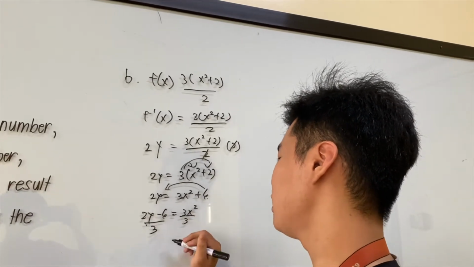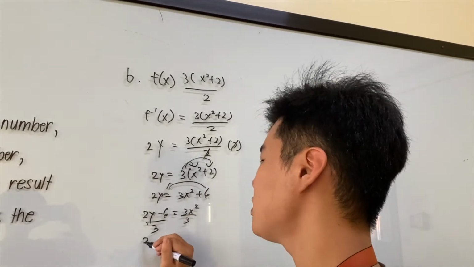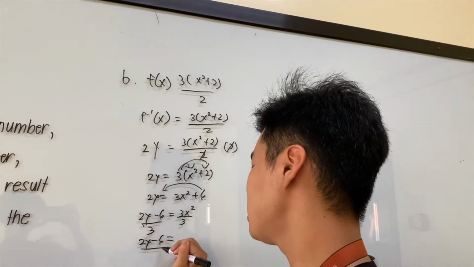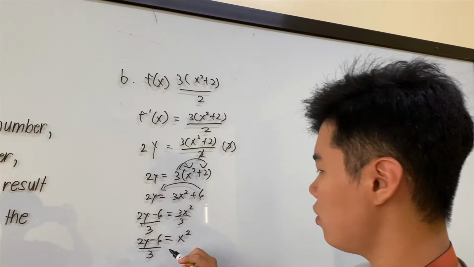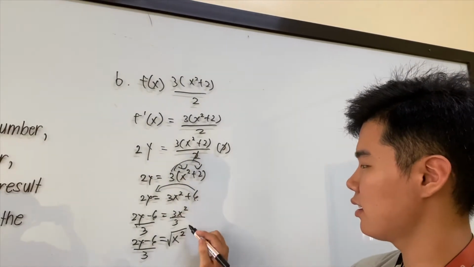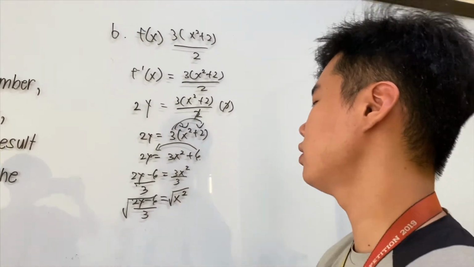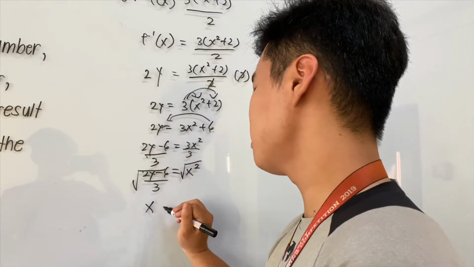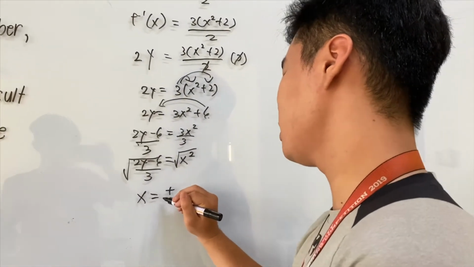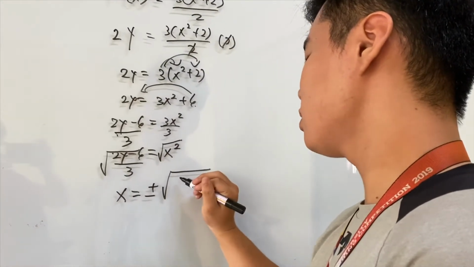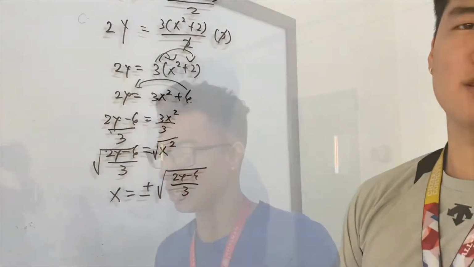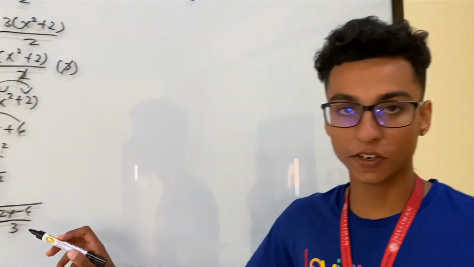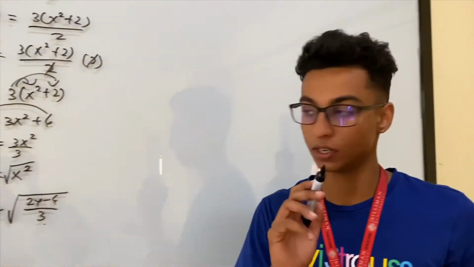So divided by 3 becomes (2y - 6)/3 equals x squared. Now take the square root of both sides. It becomes x is equal to plus or minus the square root of (2y - 6)/3. Okay, so now we will use this inverse function to find the original number.